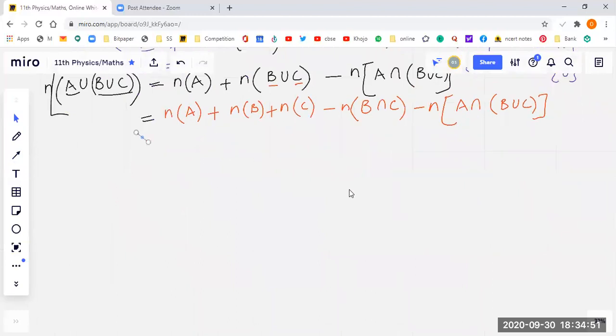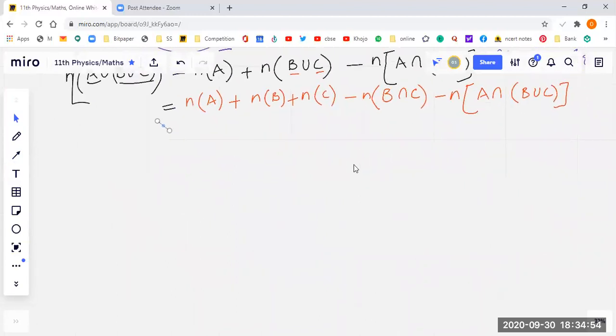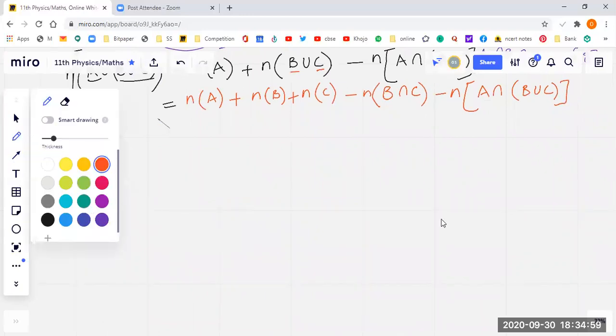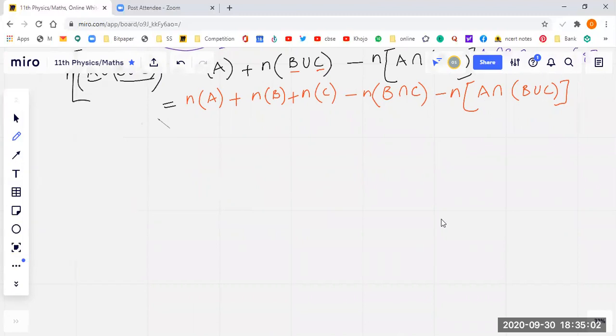Okay, so till here we have done, right? Next one. Okay, so students, now you just see, you have done n of A plus n of B plus n of C, minus number of elements in B intersection C, minus number of elements of A intersection B union C. Now, students, concentrate here, please. What is A intersection B union C?